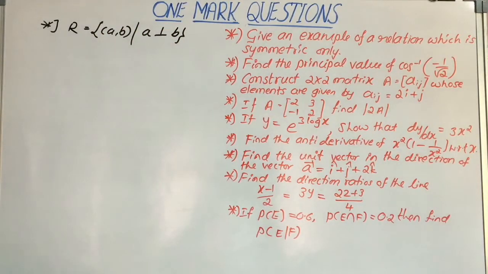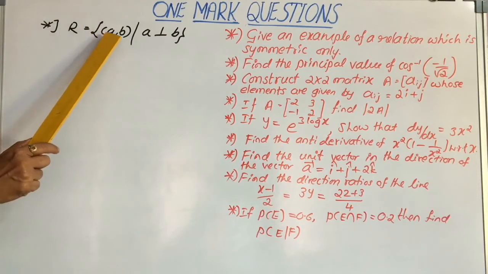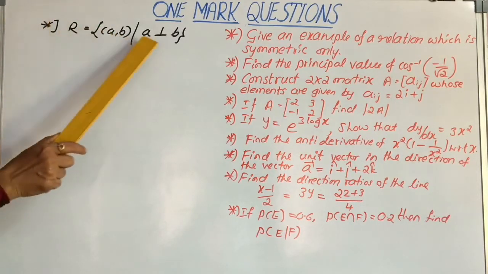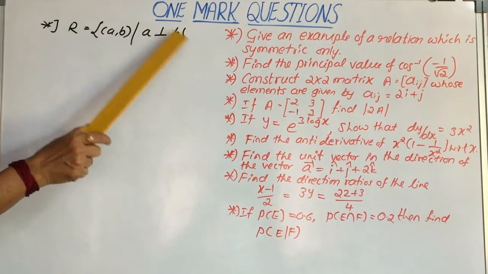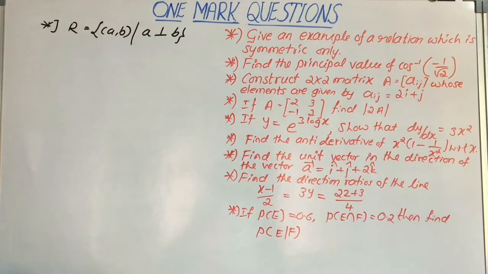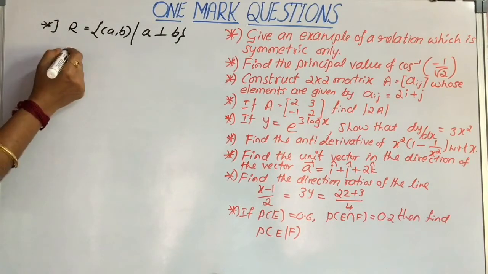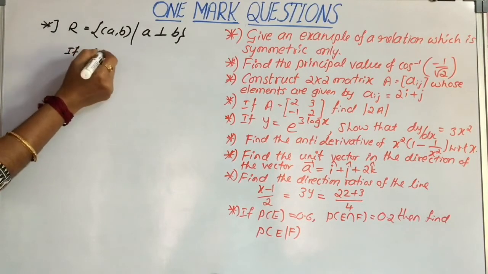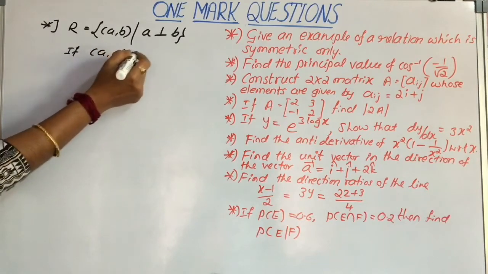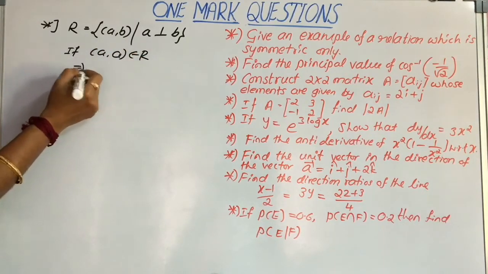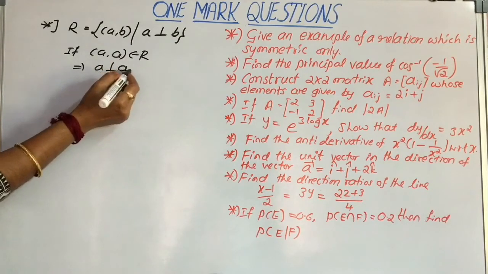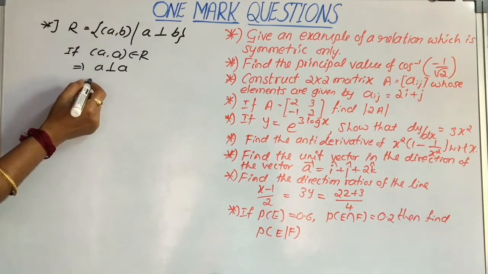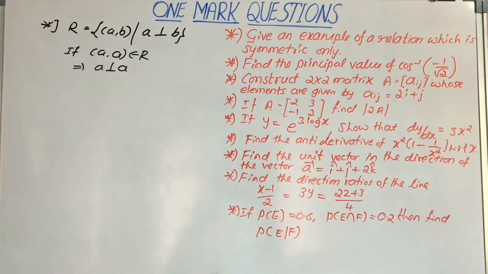This relation R is symmetric only because if you consider the ordered pair A, B where A is perpendicular to B, this also implies B is perpendicular to A. This is not reflexive because if we consider the ordered pairs of the form A belongs to R, that means A is perpendicular to A, but this is not possible. Therefore, the relation R is not reflexive.